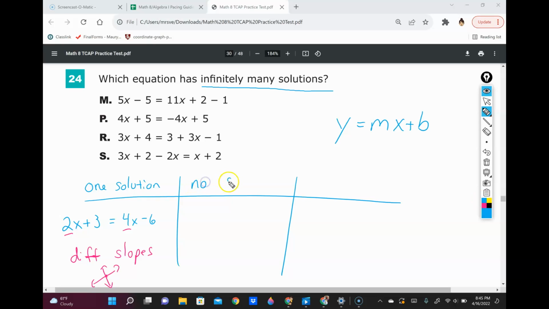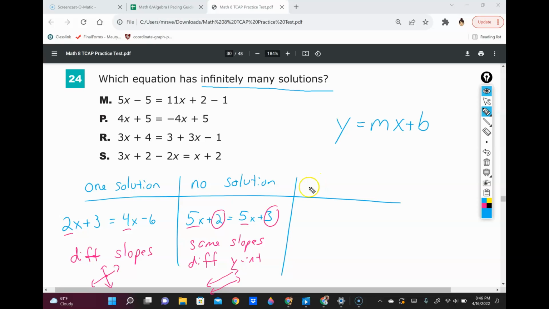No solution would look something like, let's say 5x plus 2 equals 5x plus 3. Notice you have the same slopes, but you have different y-intercepts. Same slopes, different y-intercepts. What this would look like is parallel lines. They would never cross, so therefore, if they never cross, they're never going to have solutions.